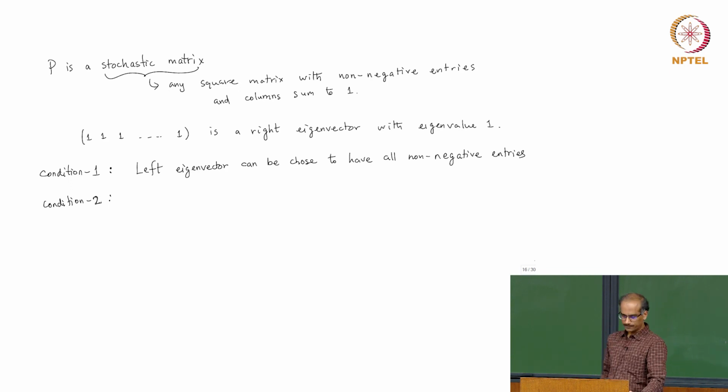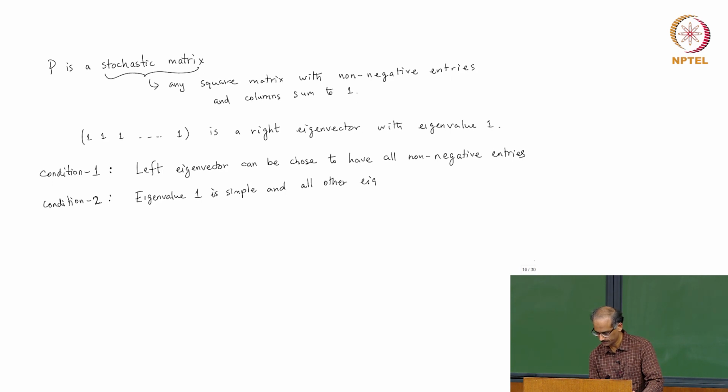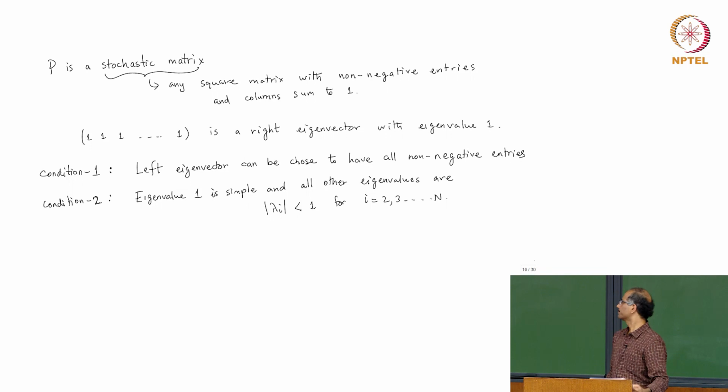And the second condition, condition number 2, is that the eigenvalue 1, which is guaranteed to exist, is simple in the sense that it does not have multiplicity. Okay. So eigenvalue 1 is simple and all other eigenvalues are less than 1, smaller than 1 in modulus. Now the point is that if you can satisfy these two conditions, then whatever result we got for the two-state system will hold in general for a general case as well.